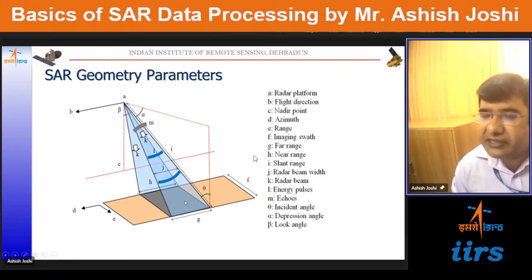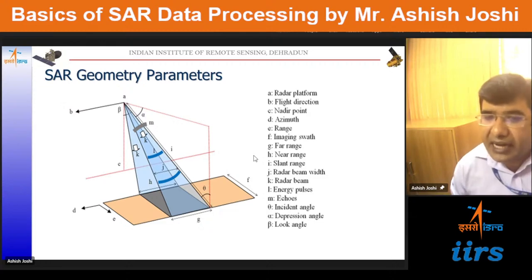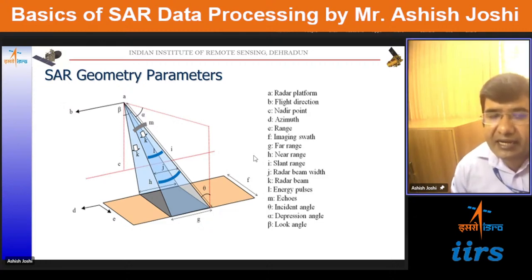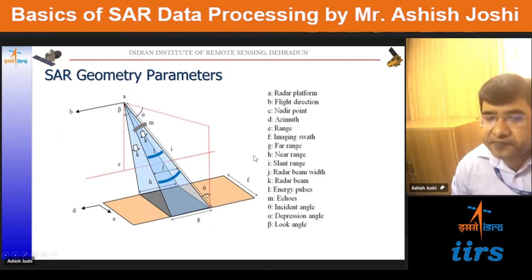So the radar sends one pulse, and some of the pulses come back to the radar, which is called the echoes. And theta is the incident angle. What is the incident angle? If this is the range direction, the red line is the perpendicular to the surface. The angle made by the range with the perpendicular to the surface is called the incidence angle.